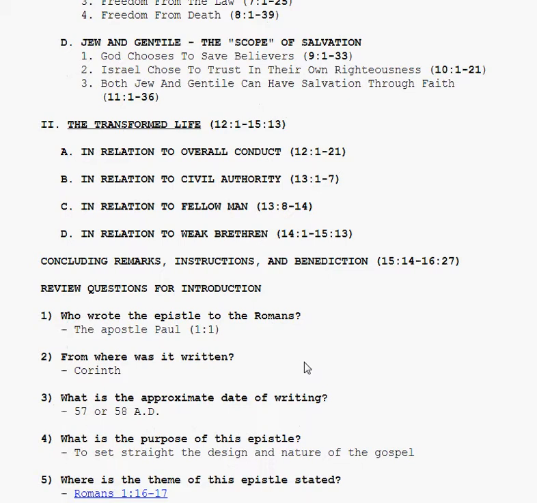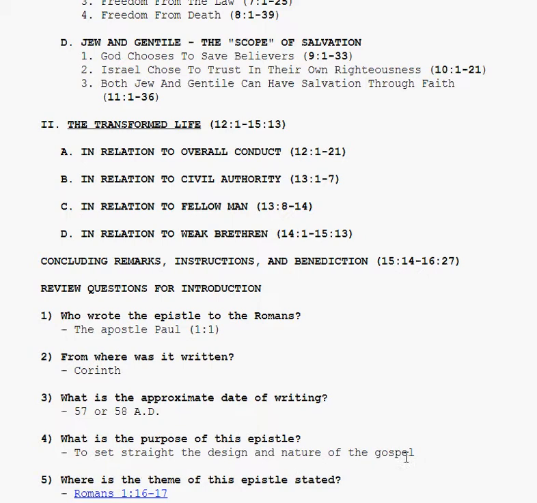And as always, there's review questions. It's always good to know who wrote each letter or epistle. In this case, the epistle of Romans written by Paul, and this is the reference, chapter 1 verse 1. And where was it written? It's written in Corinth. What is the approximate date of the writing? 57 to 58 AD. What's the purpose of the epistle? To get straight to the design and nature of the gospel.